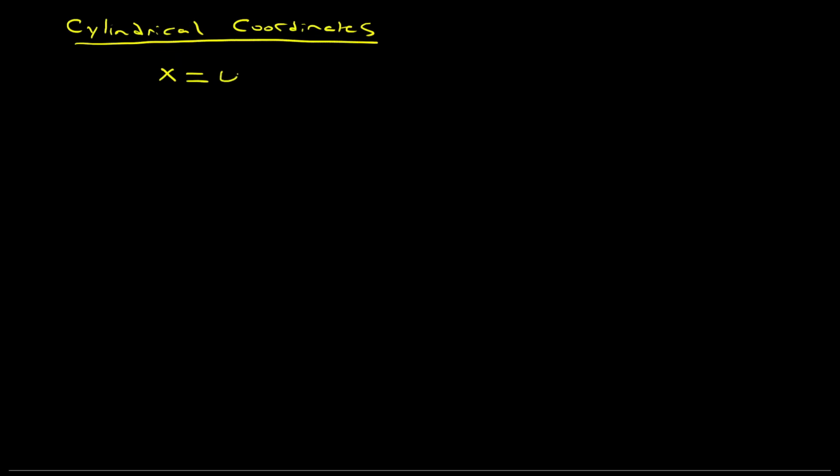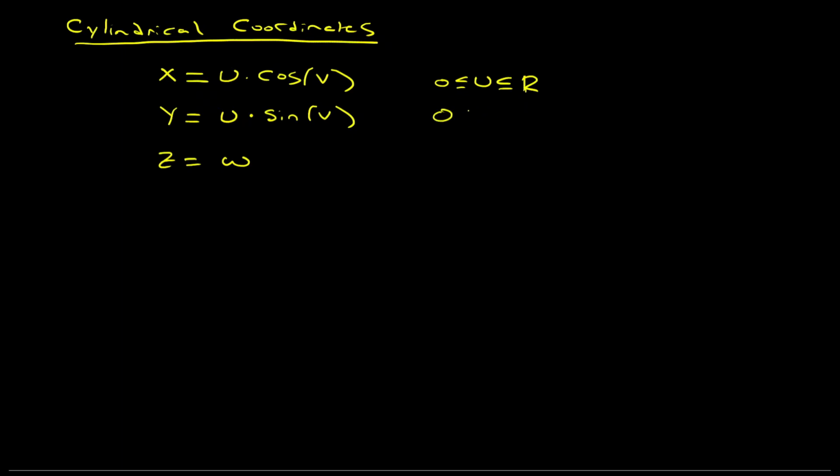We say that x is equal to u times cosine of v. Y is equal to u times sine of v. And z is just equal to w. And this is for u from 0 to some maximum radius r, v from 0 to 2 pi, and w goes from a minimum z value to a maximum z value.